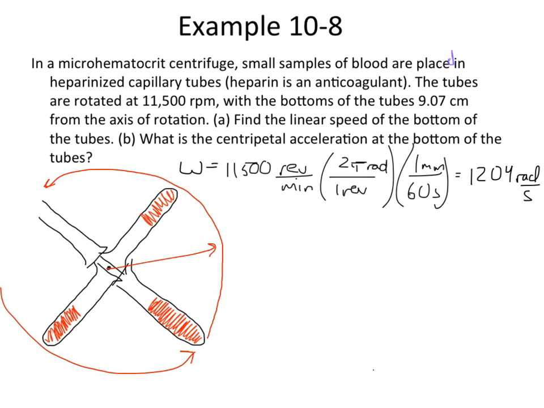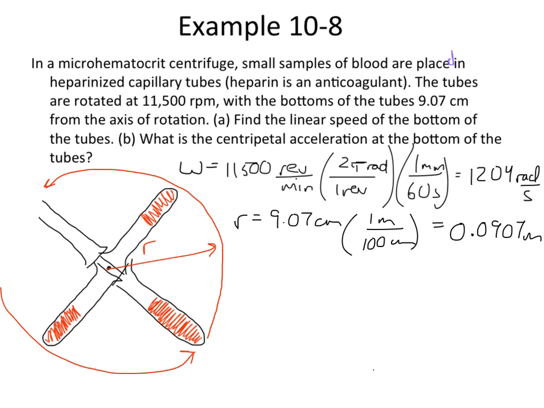Well, we don't want to stay in centimeters. We want that to be our radius. And so our radius is 9.07 centimeters. Let's convert that to meters. 100 centimeters equals 1 meter. That's going to give us 0.0907 meters. Okay, there's our radius.